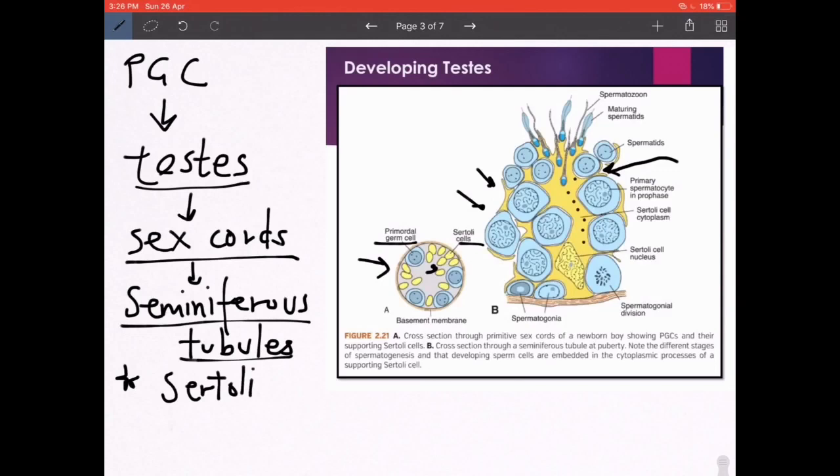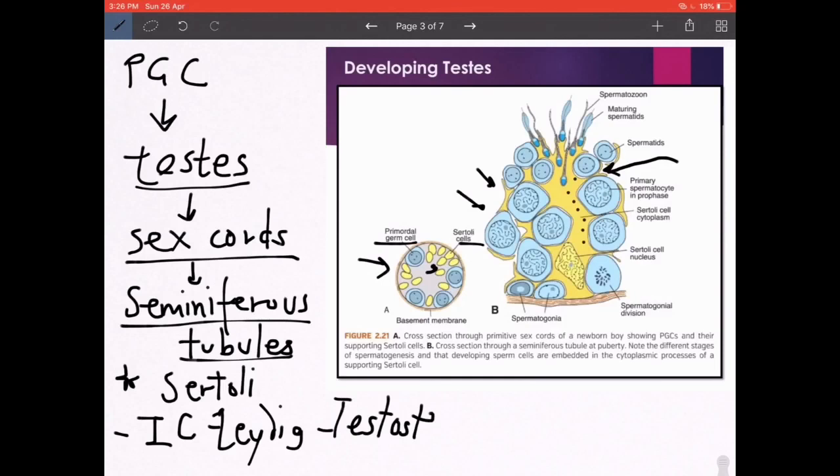Other than that, you also have, in between these seminiferous tubules, a special type of cell known as interstitial cells of Leydig. It is the function of these interstitial cells of Leydig to form testosterone. They are equivalent to the theca interna, if you remember, which secretes estrogen. So testosterone is secreted by the interstitial cells of Leydig, while under the effect of FSH, the Sertoli cells start developing androgen receptors.